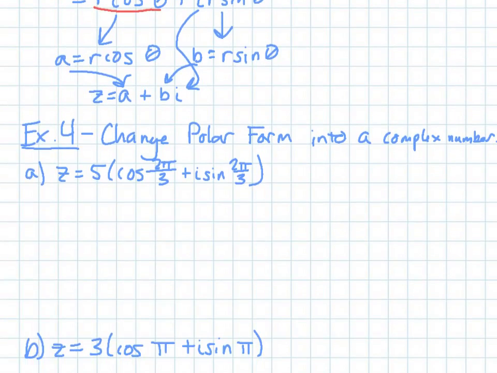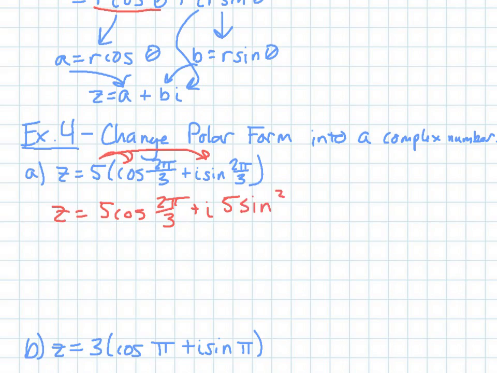So if I take letter a from example 4, changing polar form into complex numbers, I distribute the 5 through. Now usually I put the 5 in front of the i, but in this case I'm going to put it behind, just because this is going to be my b and this is my a. So then a should equal 5 times cosine of 2 pi over 3. Cosine of 2 pi over 3 is the same as negative 1/2. And then you have 5 times sine of 2 pi over 3, and sine of 2 pi over 3 is square root of 3 over 2.